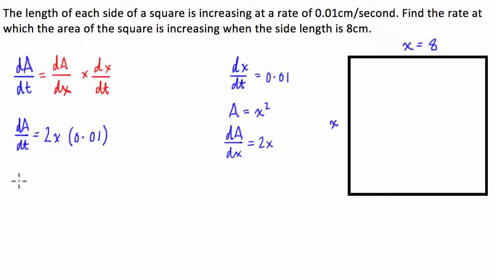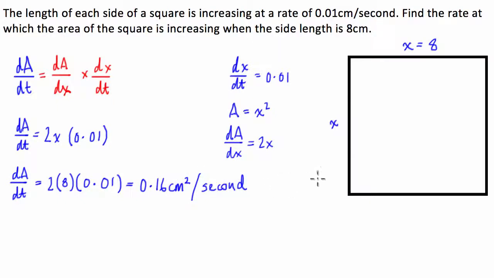So we can substitute that into our formula, and we have dA dt is going to be equal to 2 times 8 times 0.01, which gives us a final answer of 0.16 centimeters squared per second.